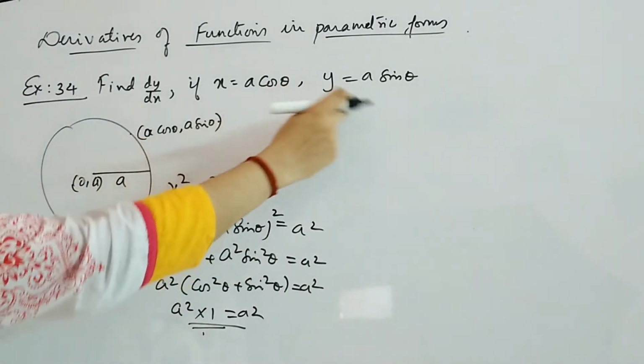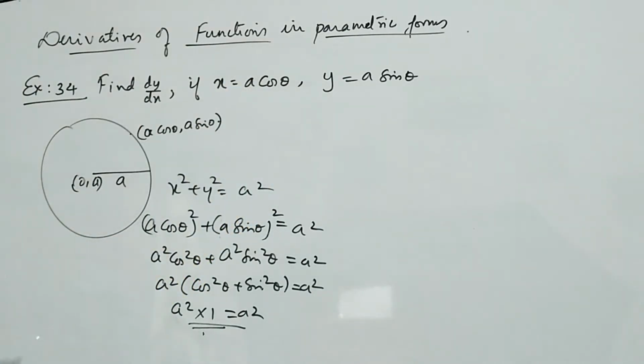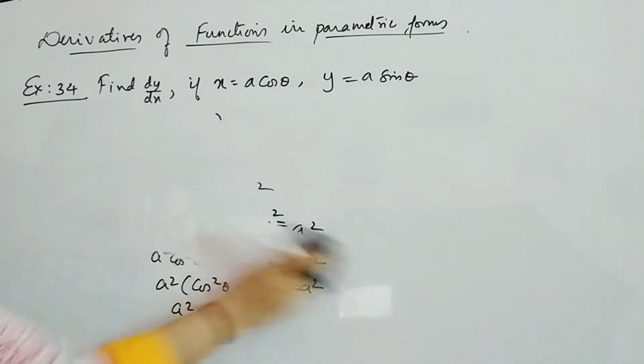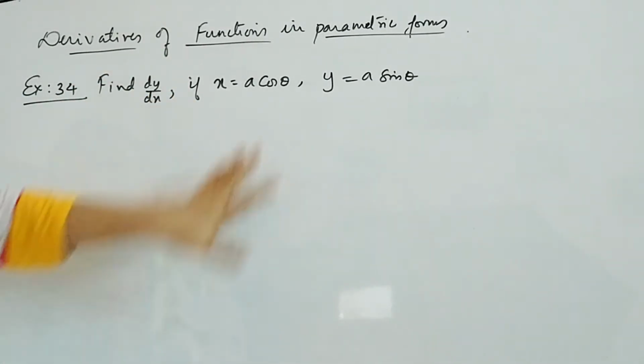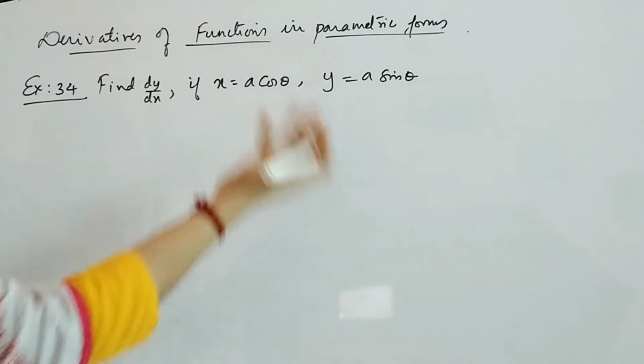So this is known as the parametric equation of a circle. Clear? This is just for the information. Okay, we are not using these concepts here. I'm just telling how these equations came.